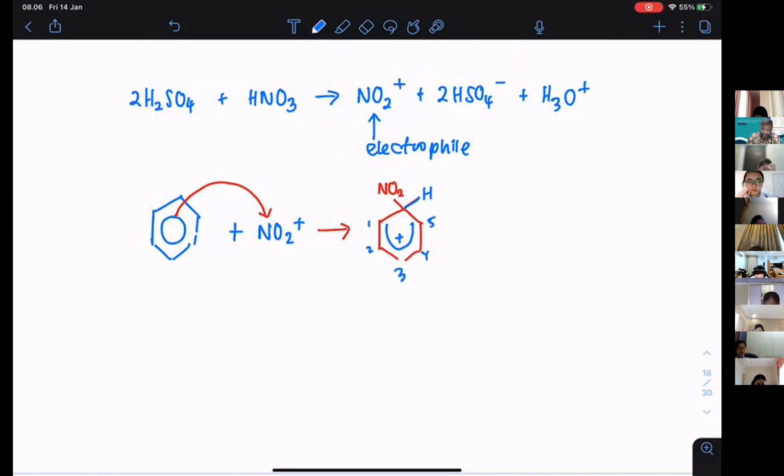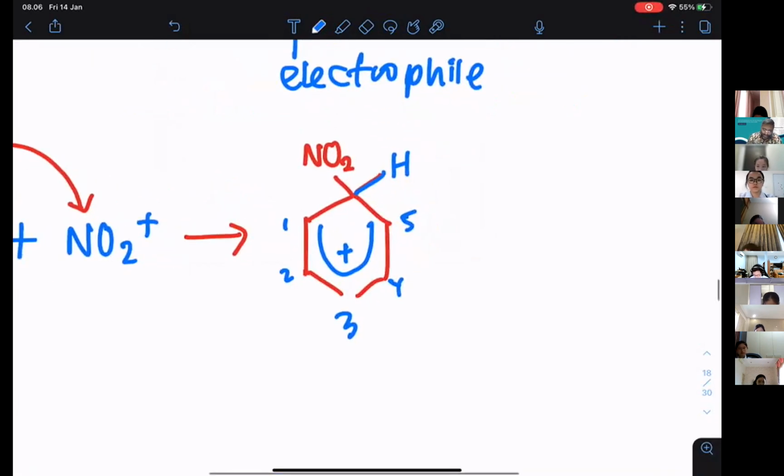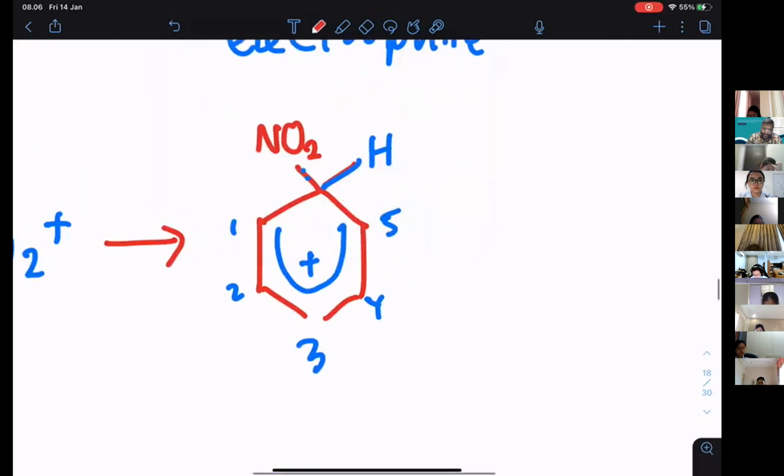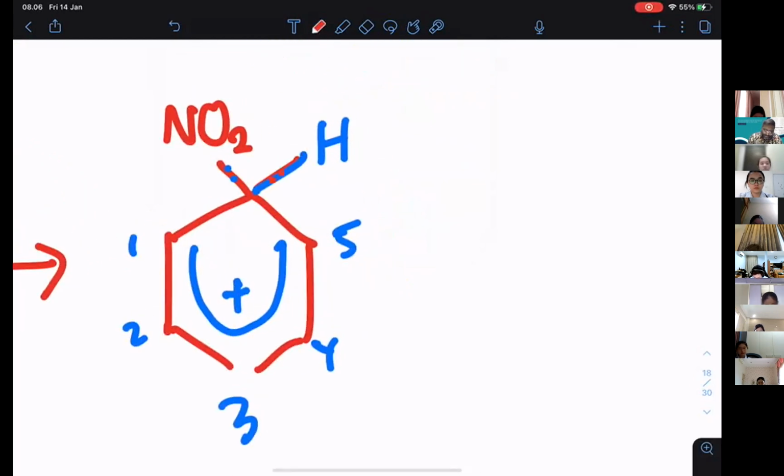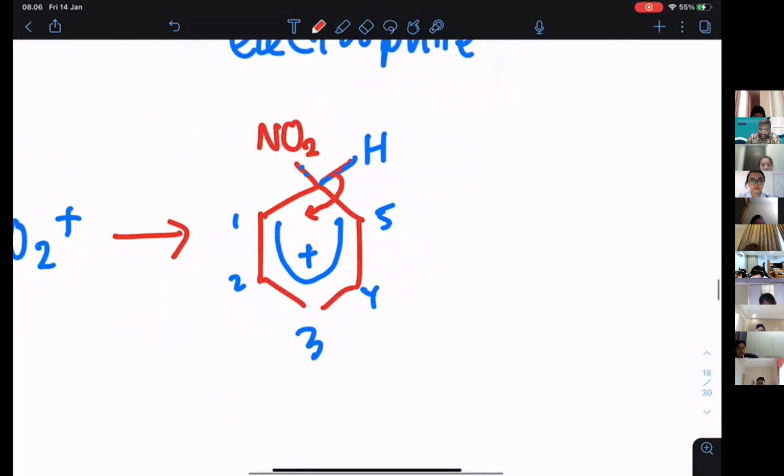And then what will happen? This is not going to be stable. So they need the 2 electrons that went over there. But they cannot actually take it back because it's just formed. So they take it from the hydrogen. They bring it in. When they bring it in, what will happen?